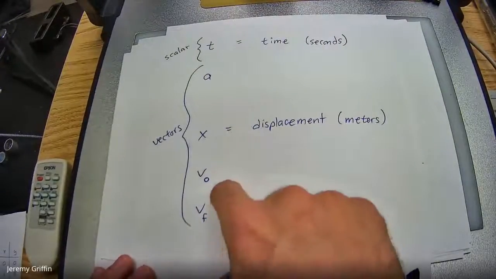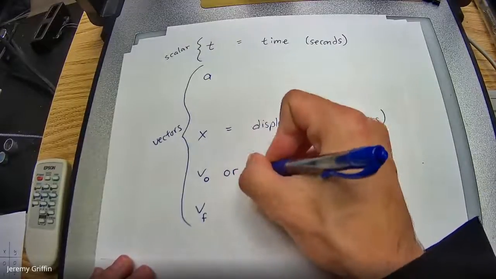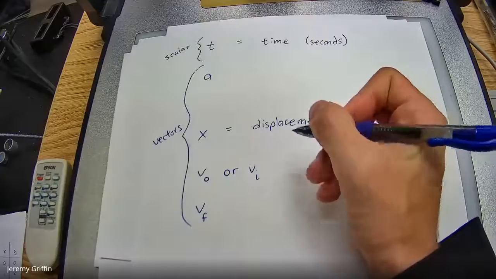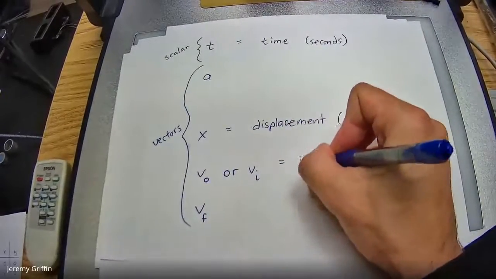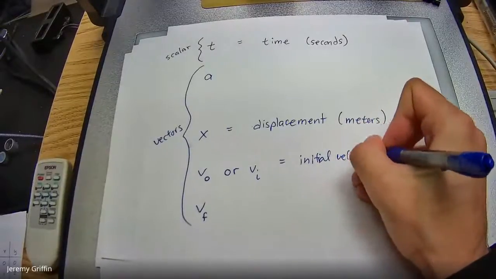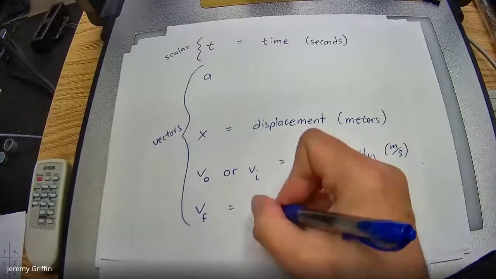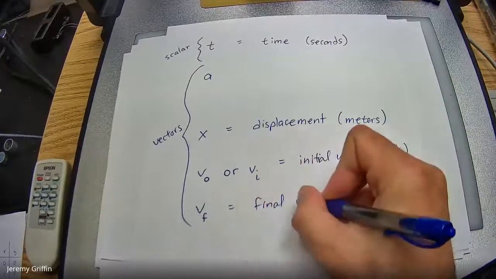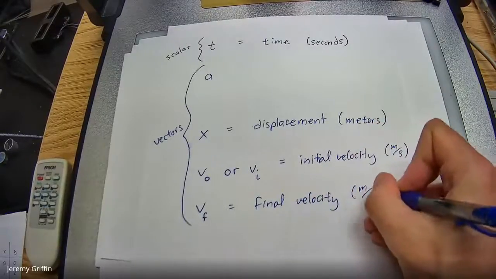All right. Let me give you guys an alternate for the V naught. I'm going to say or V sub I. Sometimes you see that. AP a lot of times likes to switch out and do sub I. It means initial velocity. That's going to be measured in meters per second. V sub F stands for final velocity, and that'll also be in meters per second.